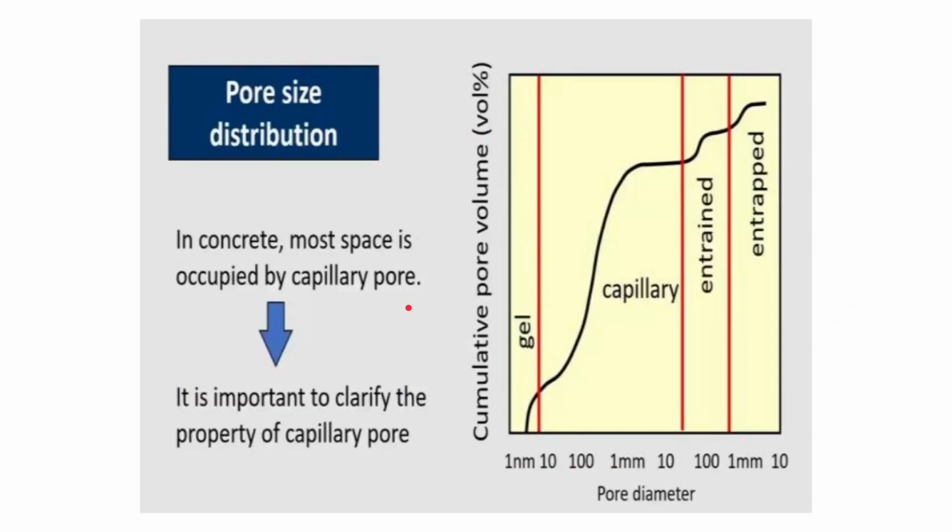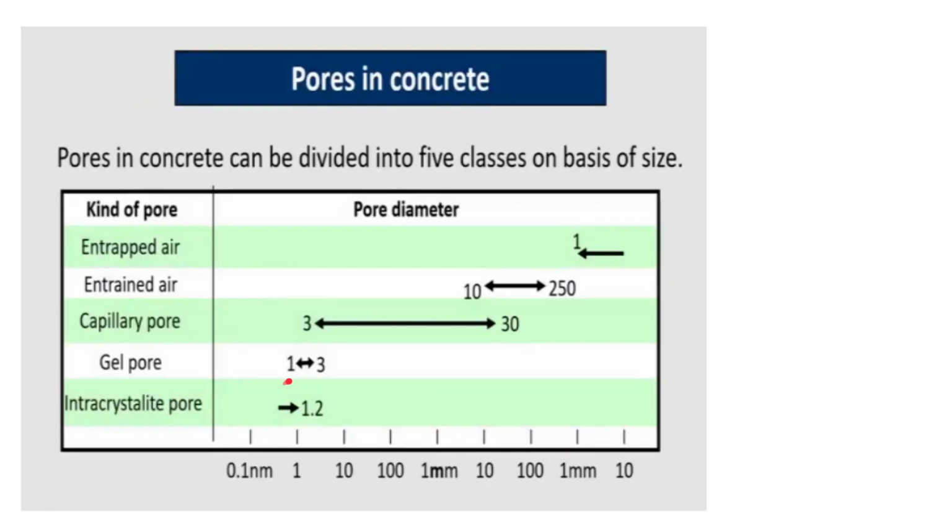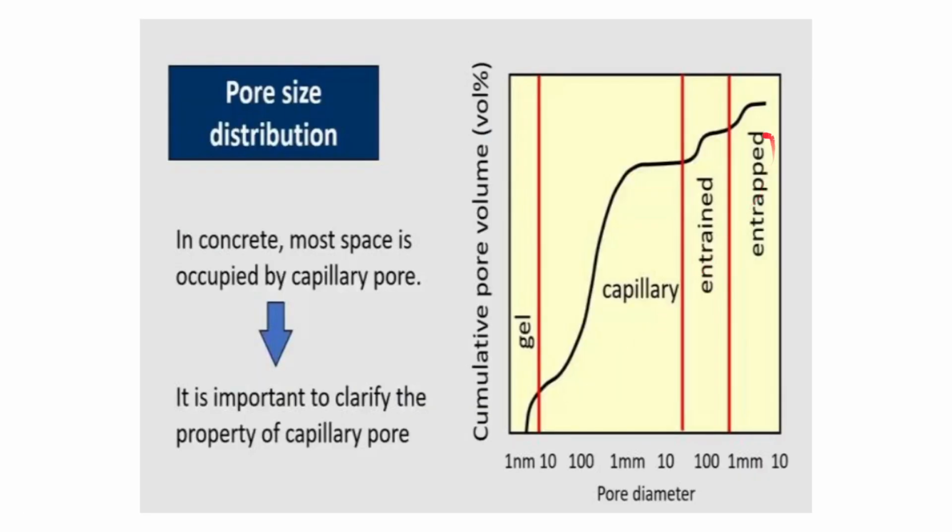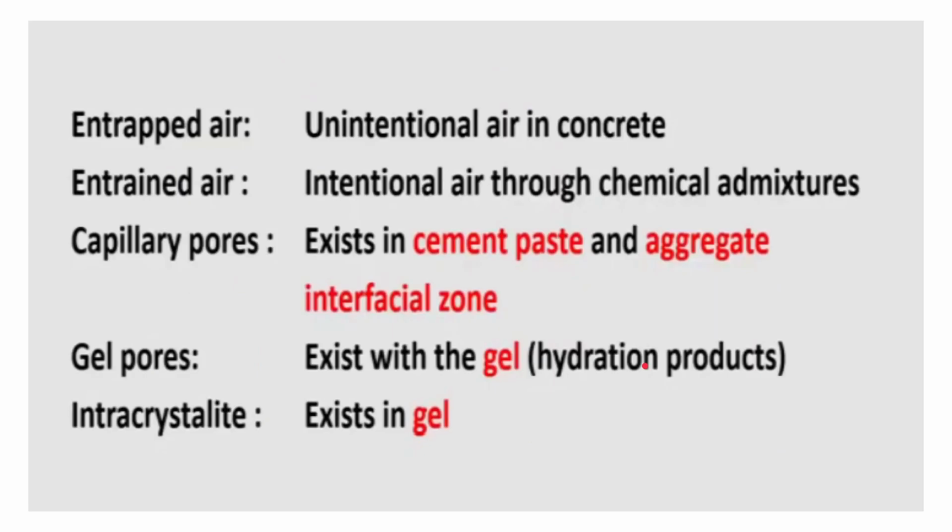These two pores are not that important, but we should know about them because all these pores are present inside concrete. As we discussed, the capillary pores are the most important pores, having a range between 3 nanometer to 30 micrometer. It is a very big range, and it is succeeded by entrained and entrapped air, and preceded by gel pores. In most concrete, the space is occupied by capillary pores, and therefore it is important to clarify the properties of capillary pores.